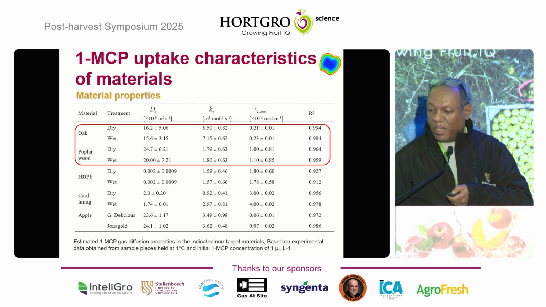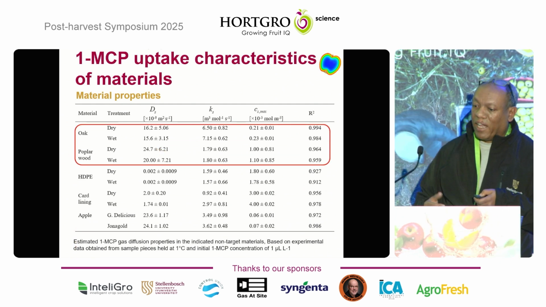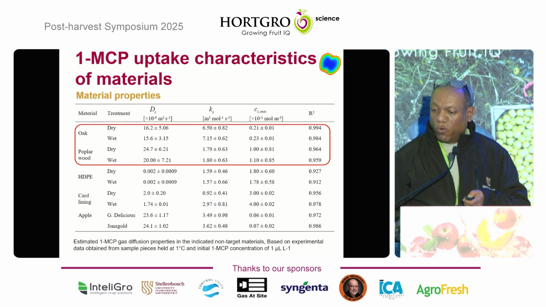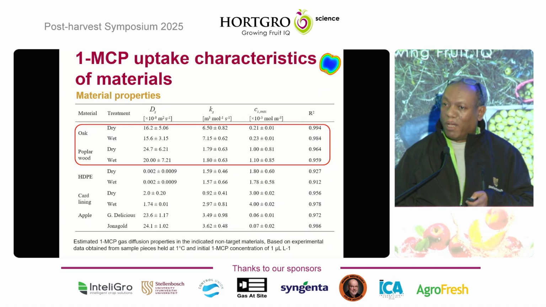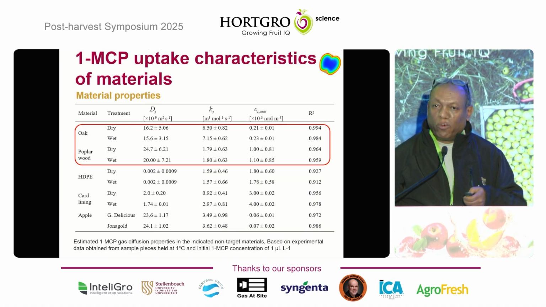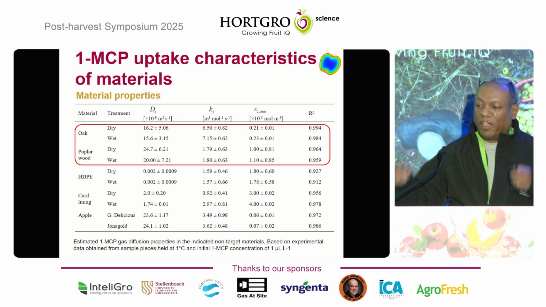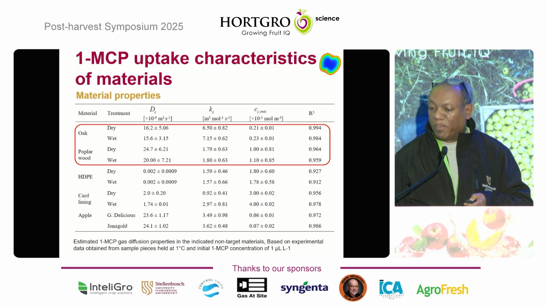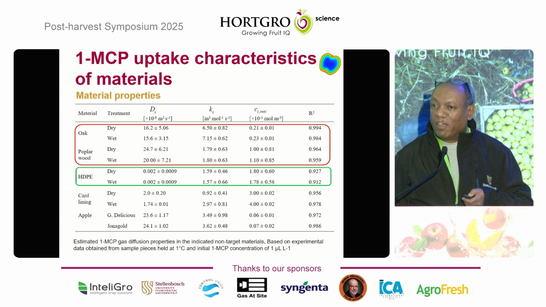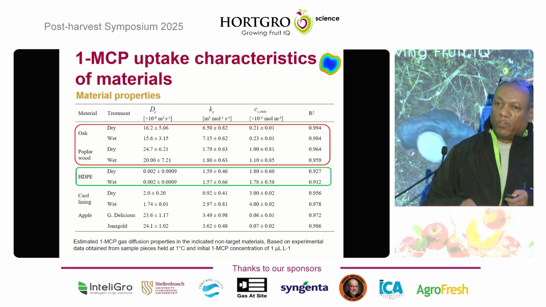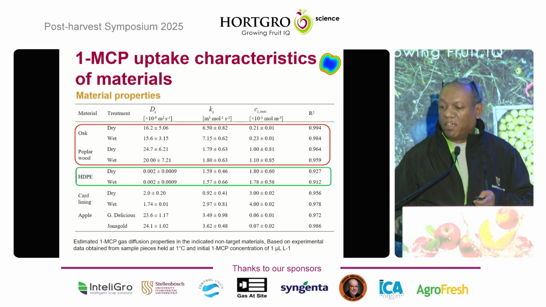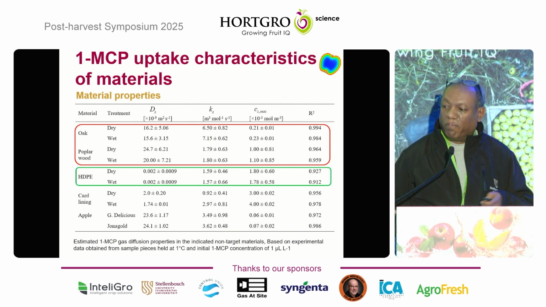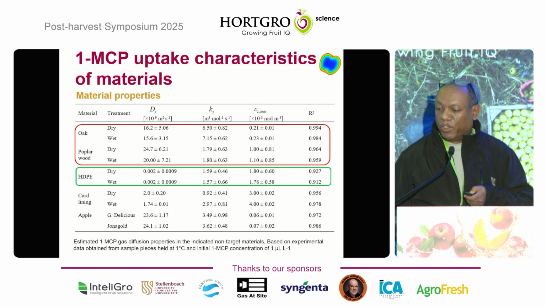As you see here, we have two bin materials, oak wood and poplar wood. They indeed have a huge 1-MCP uptake capacity, with the poplar wood being more porous. It has a lot of 1-MCP uptake capacity. A plastic bin, though it has some capacity, has very low diffusivity, so we can say plastic probably has very little impact on the distribution.